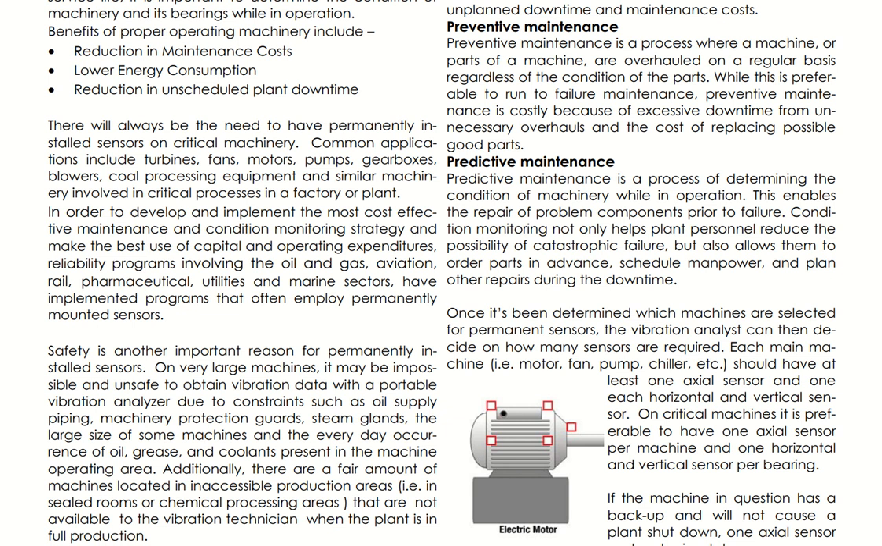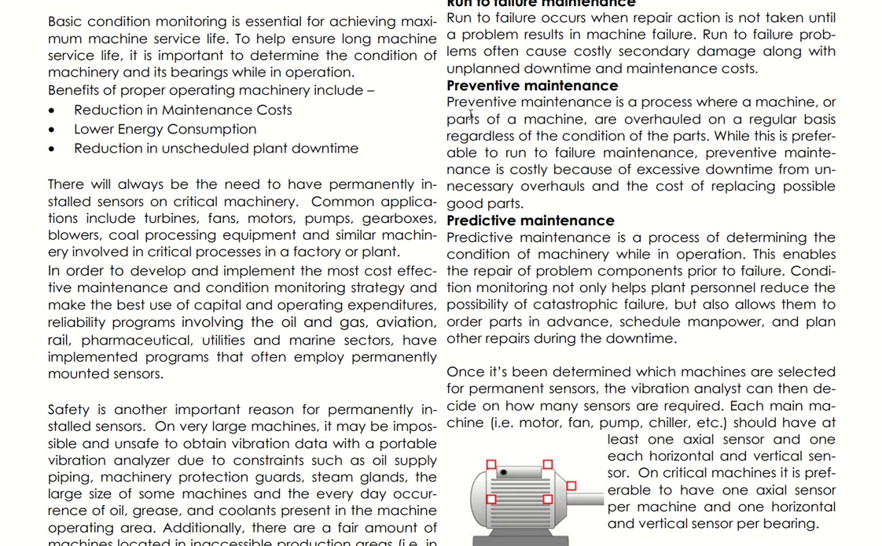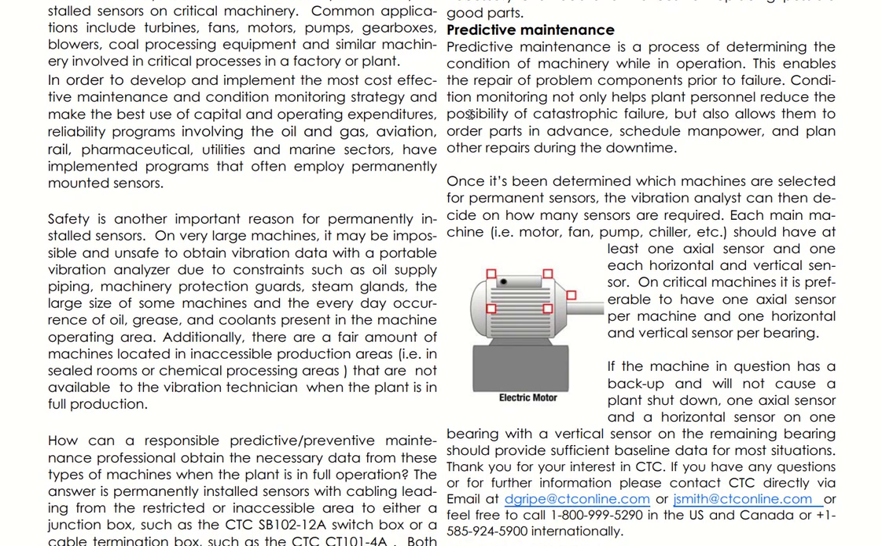You have to determine how you get the best of it based on these three classified tests: run to failure maintenance test, preventive maintenance test, and predictive maintenance test. It's not exactly tests, but you can also call it test based on how you are taking the analysis. You can also call it analysis, right? Now if the machine in question has a backup and will not cause a plant shutdown, then one axial sensor and a horizontal sensor on one bearing with a vertical sensor on the remaining bearing should provide sufficient baseline data for most situations, right?